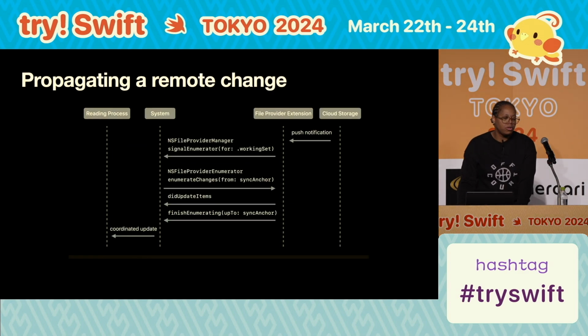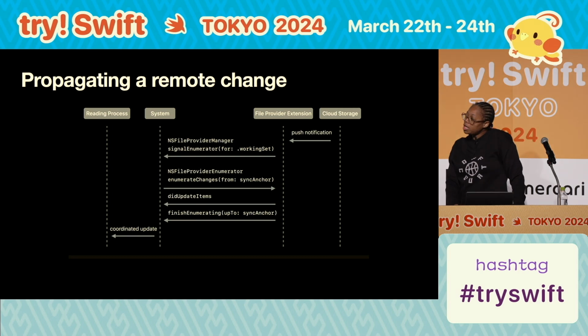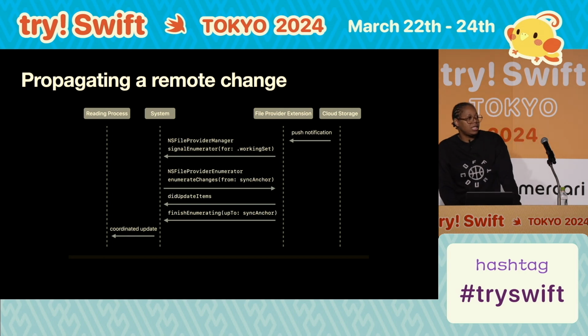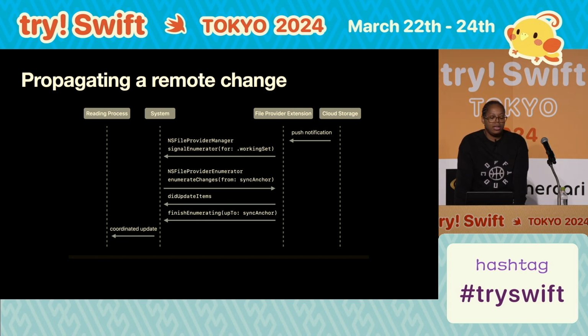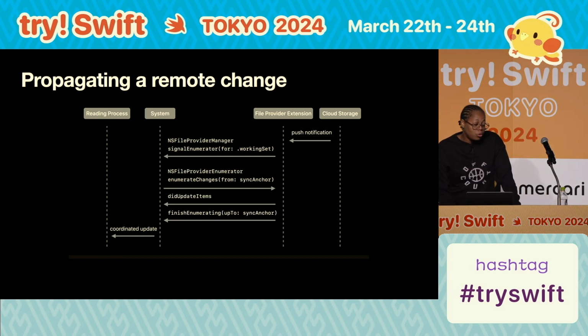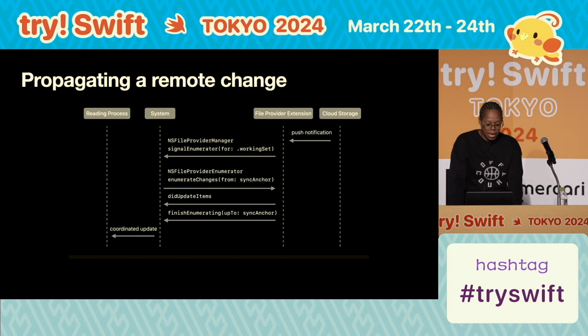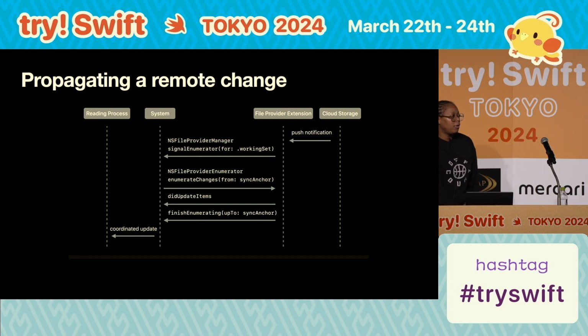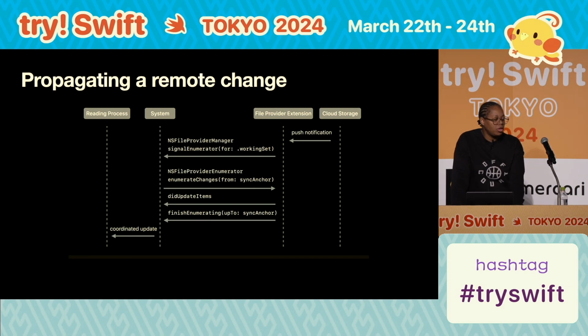Propagating remote changes from the server. When there are remote changes, they can be sent via a push notification, or you can use a polling system, fetching every X seconds: 15, 30, or 90. In response to that push notification or to this polling mechanism, you will signal the system that there are changes that need to be enumerated from a special enumerator. You can have plenty of them: the trash enumerator, the working set enumerator, the root container enumerator.